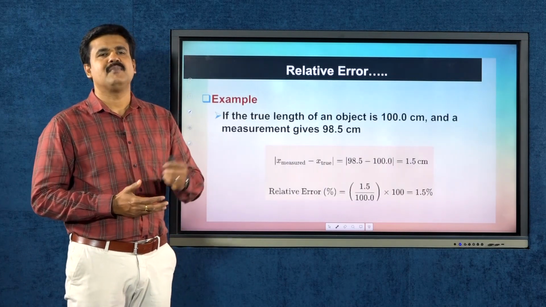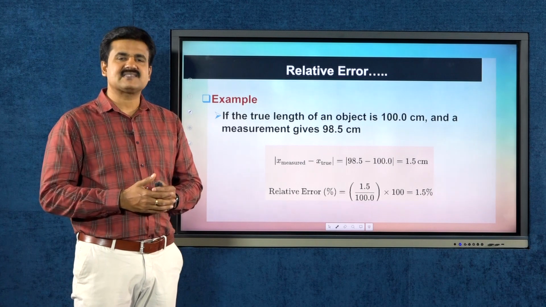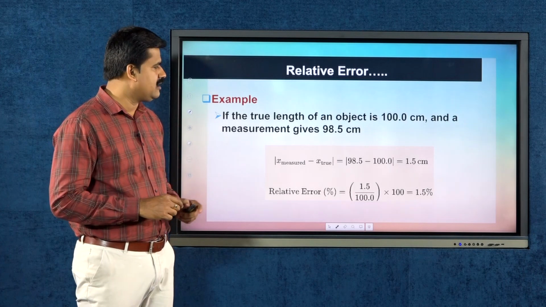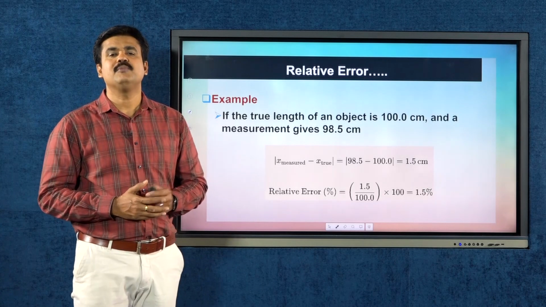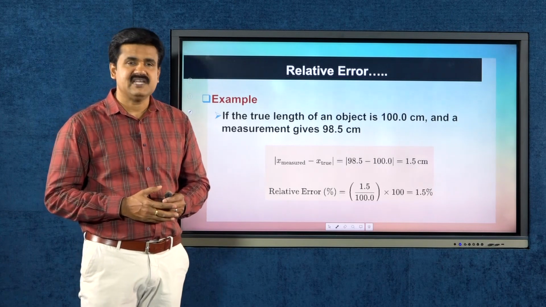Now, example for relative error. If the true length of an object is 100 centimeter and a measurement gives 98.5 centimeter, then absolute error is equal to 98.5 minus 100, that is equal to 1.5 centimeter. Relative error percentage is equal to absolute error 1.5 divided by the true value 100 multiplied by 100. So, you are getting the result as 1.5 percentage. This is about the concept of relative error.